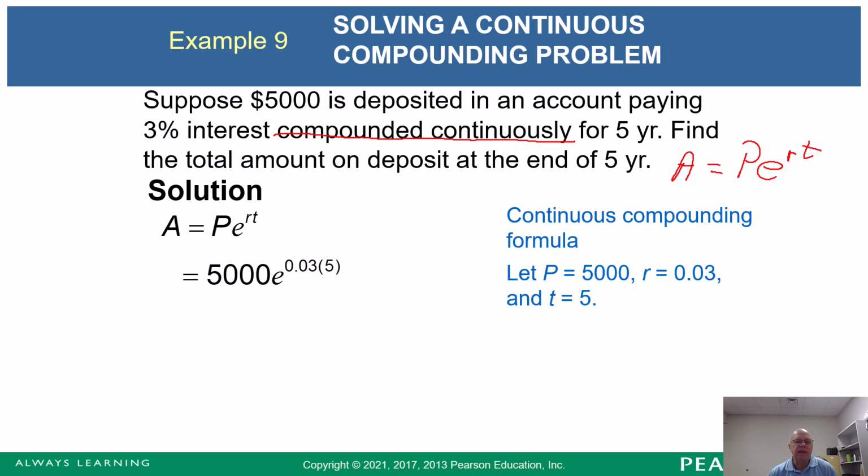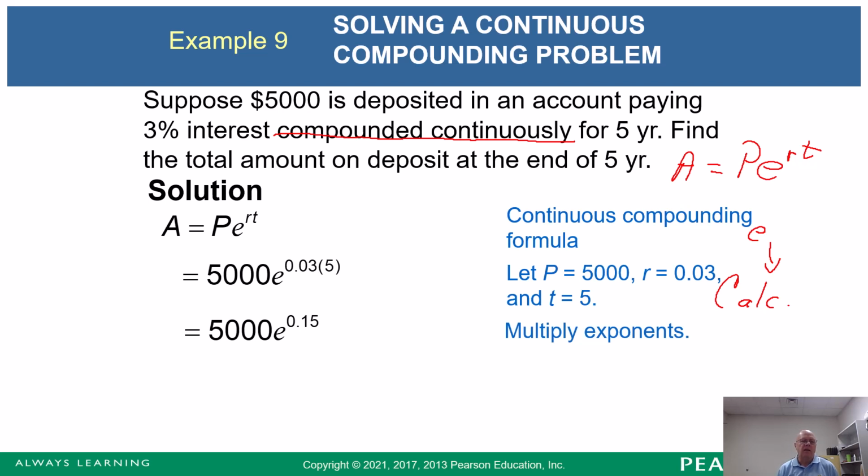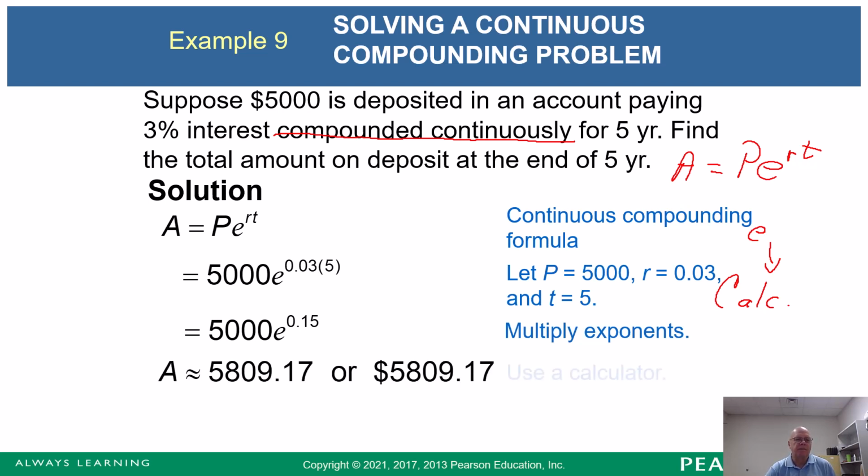Now you don't need to memorize E. E is in your calculator. All you have to do is find it. I'm going to leave that to you. Just look for E in your calculator. Put those numbers in, and there you go. Continuous compounding for 5 years from that $5,000 at 3% interest, and you end up with $5,809.17.